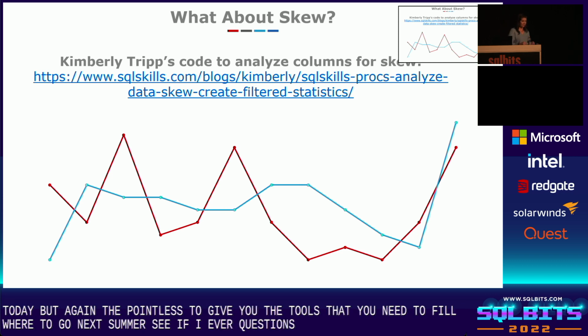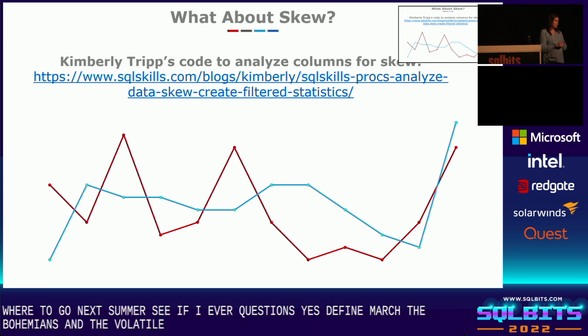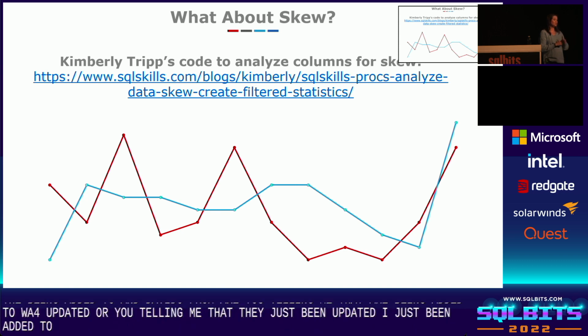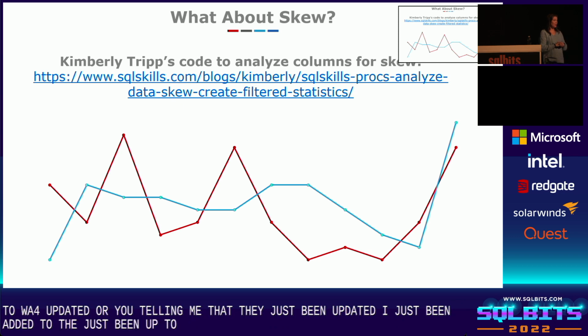What about large and volatile? Define large. The behemoths, and they're volatile. Are they only being added to, or are you telling me that they're being added to and deleted from? Or added to, deleted from, and updated? Or are you telling me that they're just being updated? Updated. They're just being updated. Okay. In that scenario, this is a really good question.